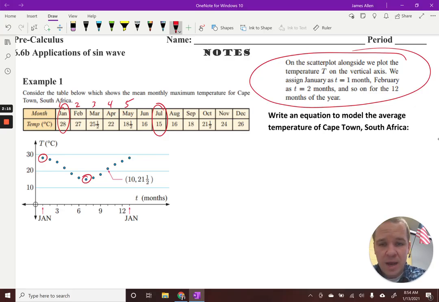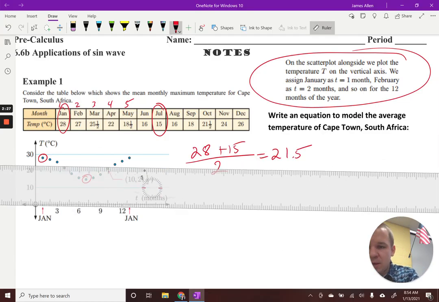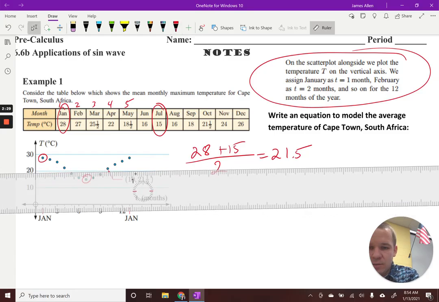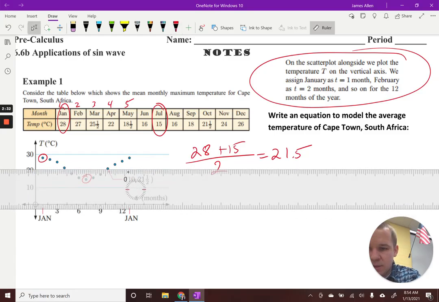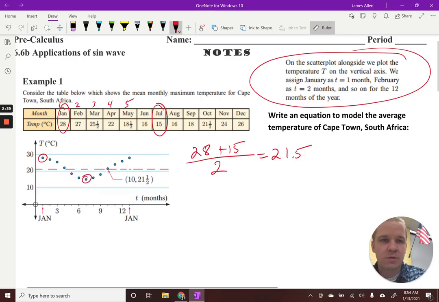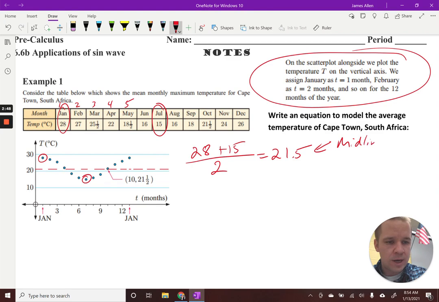So if I take my max, which is 28, and add my minimum and then divide that by 2, I get 21.5 when I do that. So let me draw in that midline there, just a little bit above. Actually, it looks like that point was labeled on there as 21.5, so it goes right through it. Cool. So there's my midline. That'll be helpful for my equation here, right? And I'll label that midline.